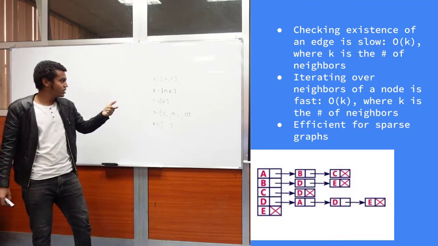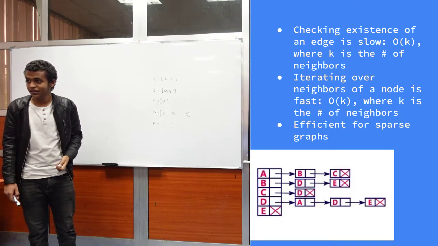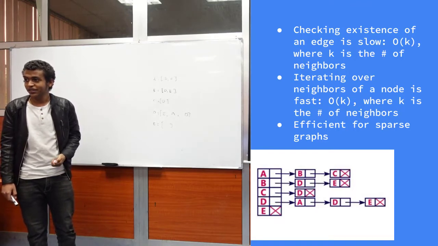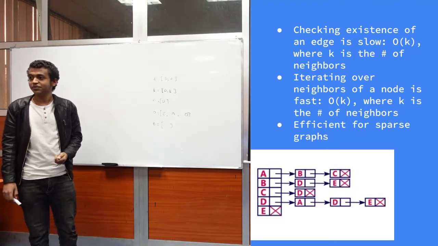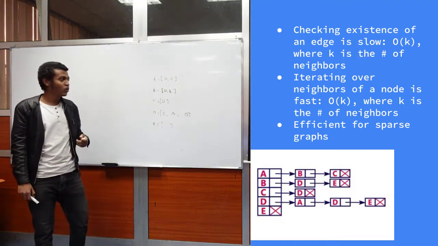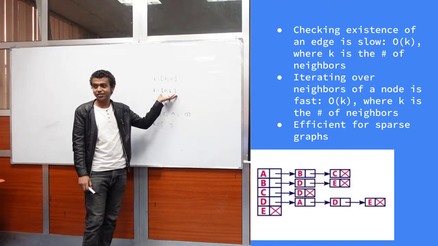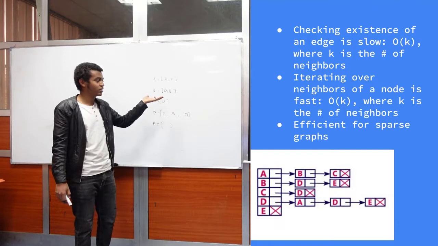What is the time complexity? It's not the whole list. In the worst case, how many elements can be in this array? All the nodes, right? So the time complexity is O(n), right?